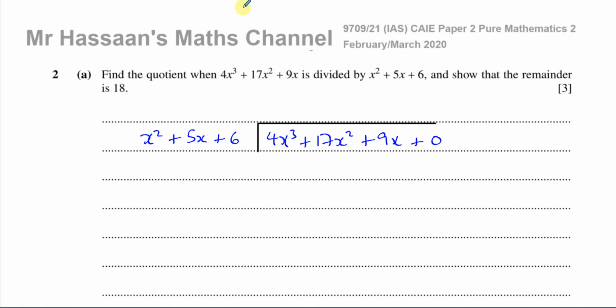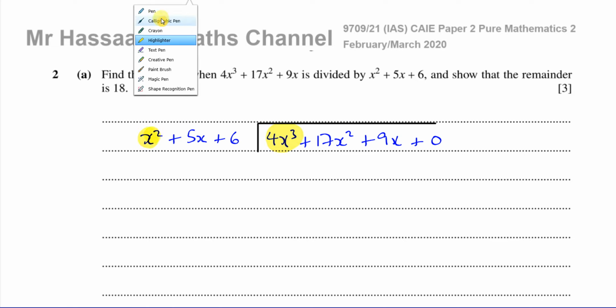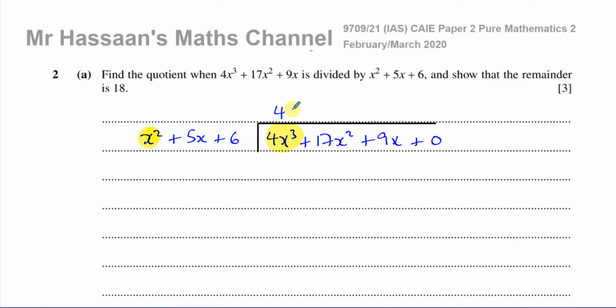Now with long division, you just focus first on the first term of this expression and the first term of that expression, and you ask yourself, what do you have to multiply x squared by to give you 4x cubed? Well, we need a 4 and we need an x. 4x times x squared gives us 4x cubed, and then we multiply 4x by the terms that we have here. So 4x times x squared is 4x cubed. It should be the same as this, otherwise we've done something wrong. Then 4x times 5x is plus 20x squared, and 4x times 6 is plus 24x.